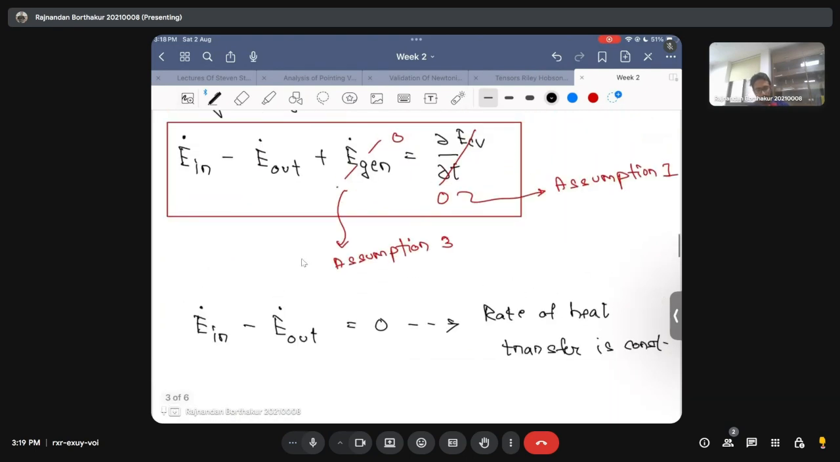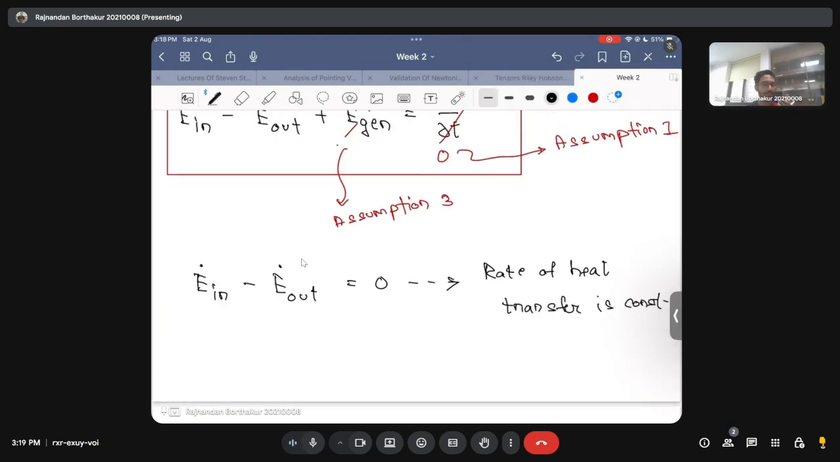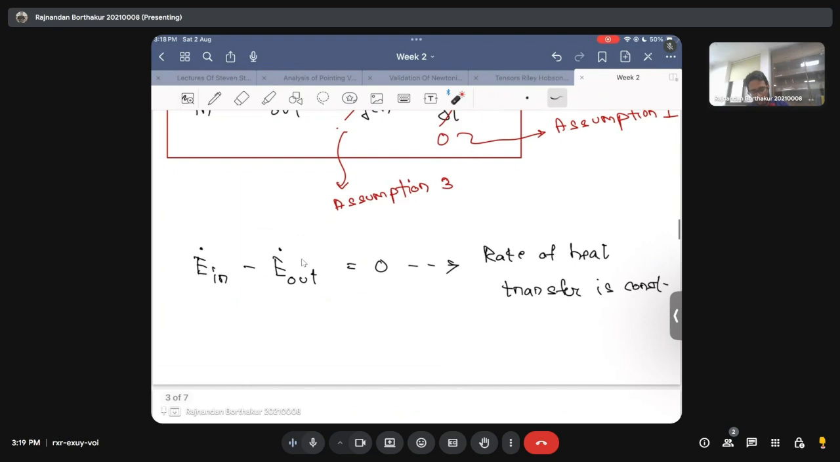Okay, I repeat, what we did is we applied the energy conservation principle, invoked all the assumptions that we considered, and then reached a point which says that the rate of energy coming into the control volume is equal to the rate of energy going out of the control volume. Since we are only dealing with heat transfer, in simplified words, whatever heat is coming in is equal to the heat going out. So the only consequence of this statement is that the rate of heat transfer is constant.